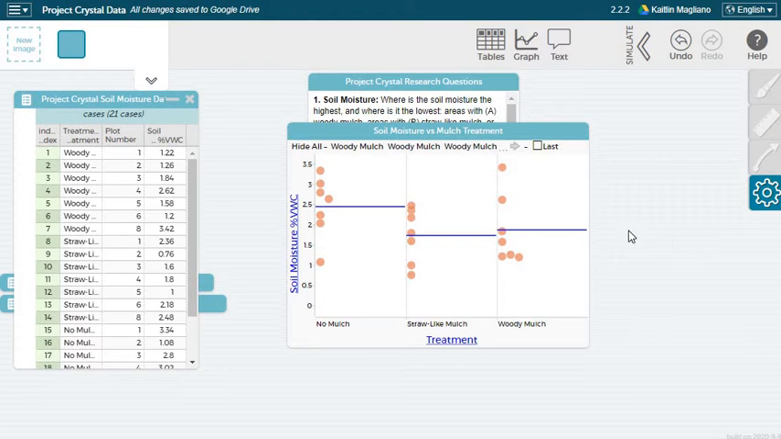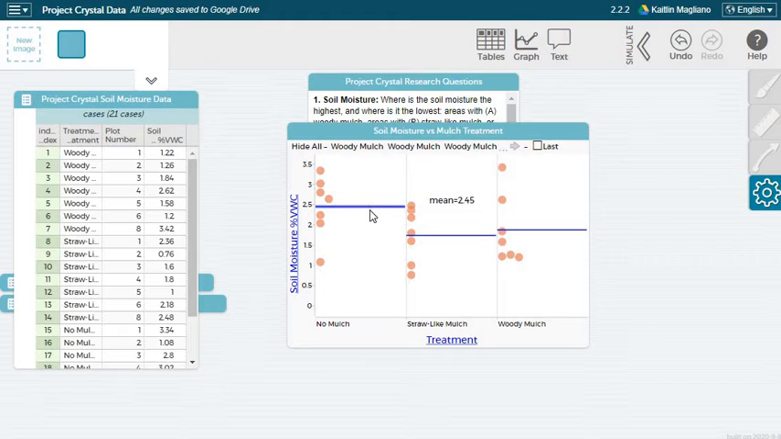So here we have the graph of soil moisture that we created earlier. We have points for each measurement, as well as a line in the middle that represents the mean. And you can see the mean for one of our treatments is higher than the others, so we think that overall the soil moisture was the highest in no mulch based on these means.